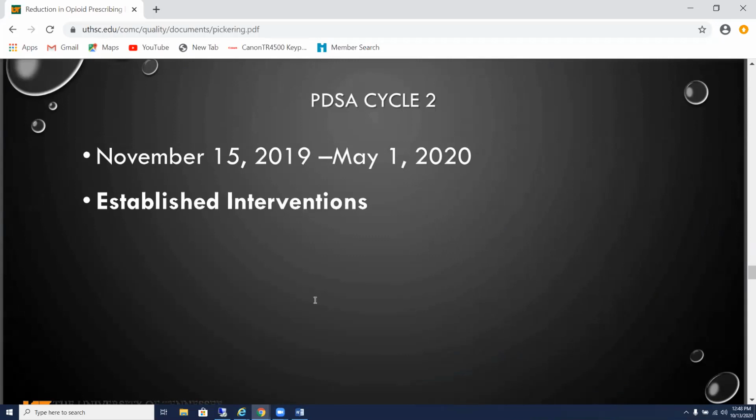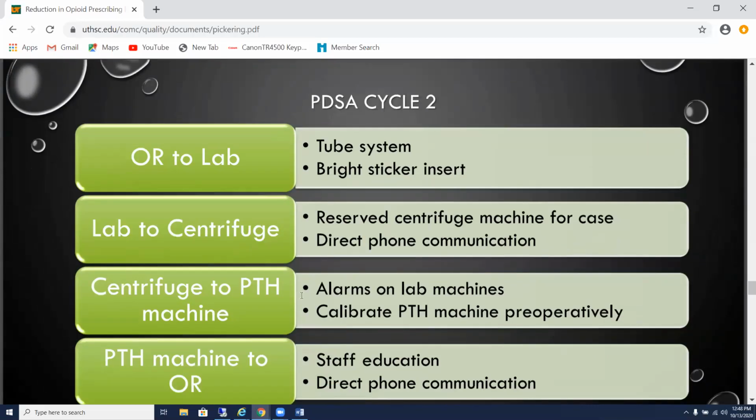So for our second cycle, we established interventions in real cases. Next slide. So these are each of our 4 critical steps, and these are the interventions that we made for each step.